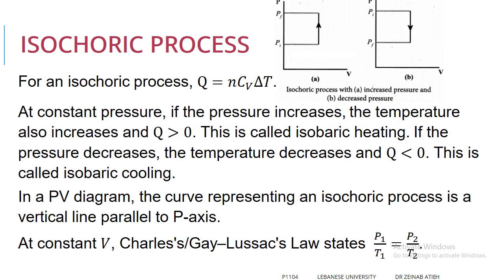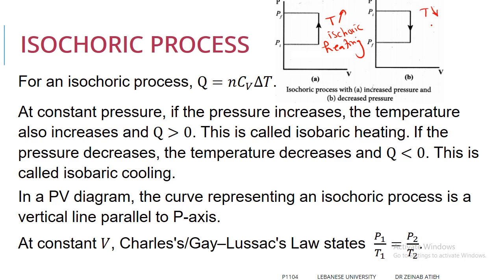Now let's move to an isochoric process. An isochoric process is the one that is done under constant volume. So in this case, Q is equal to nCV delta T. It's always the same, nCV delta T. I can directly calculate Q. You can see if I have an increase in pressure, in this case the temperature will increase. It's an isochoric heating. Because the temperature is increasing, Q will be positive and the system will be absorbing heat.